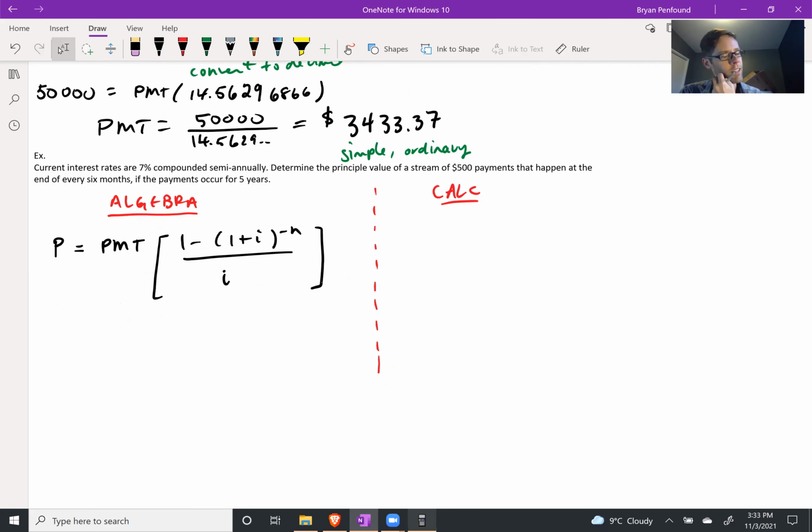Okay, what do we got here? We have payment sizes of $500. And what do I need up here? 1 plus 7% semi-annually.